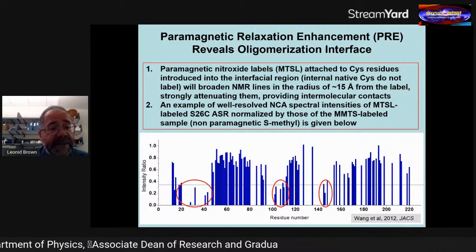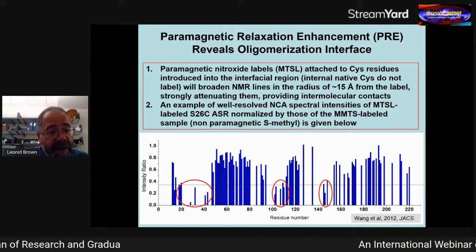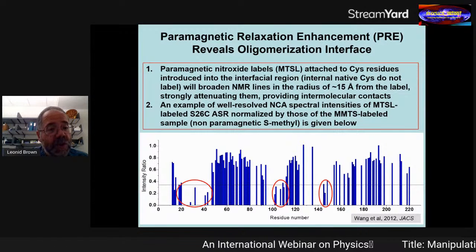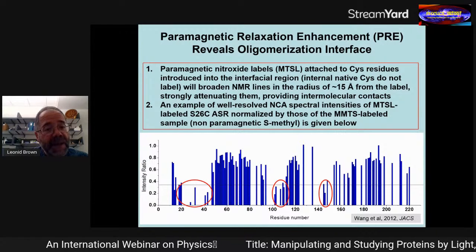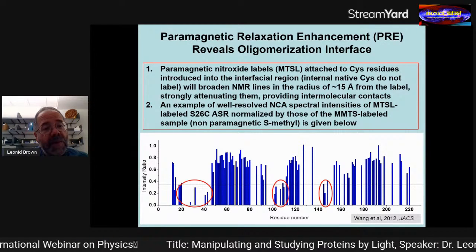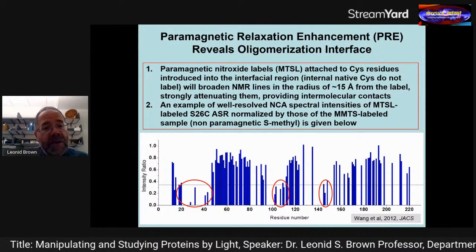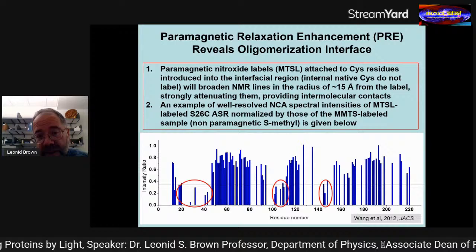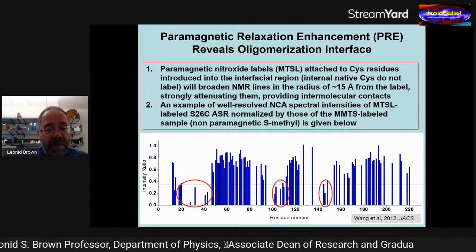So here is an example. These are intensities of NMR signals. Here, this is where I put my label. So, not surprisingly, the amplitude went down. But then we see that the amplitude went down very far from it, and here as well. So what's going on? Well, it's hard to understand without looking at the structure. So let's look at the structure model.